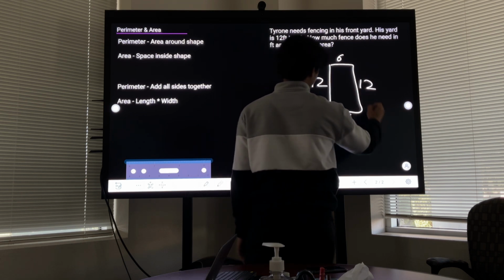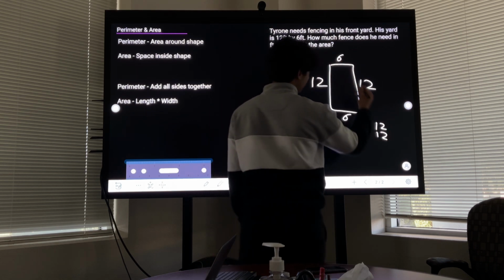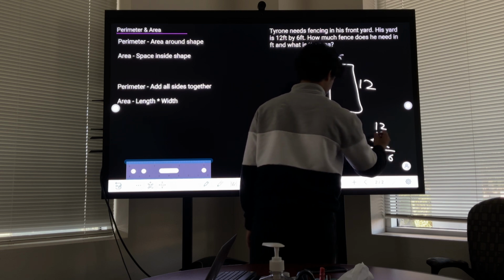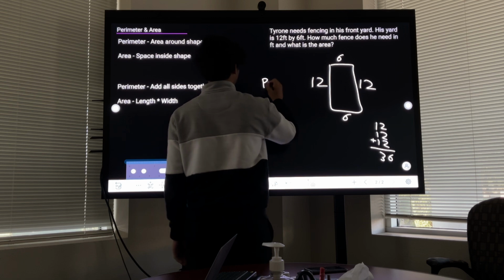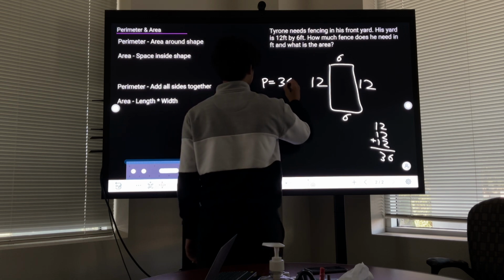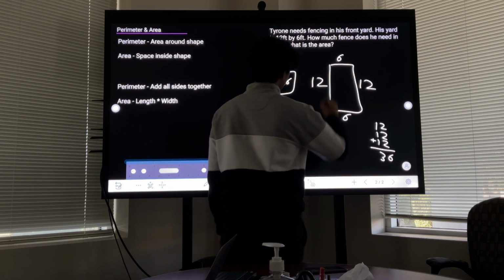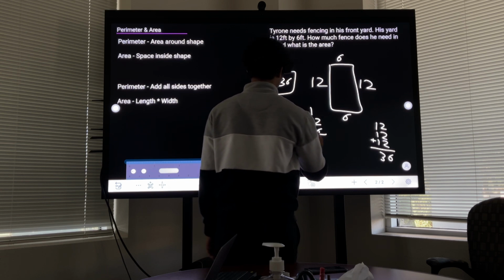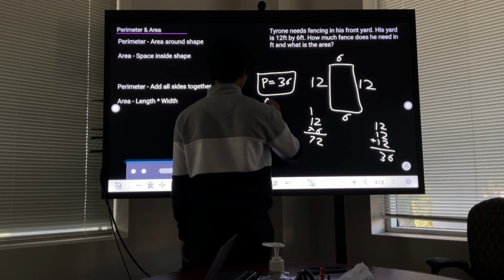So 12 plus 12 plus 6 plus 6, that is 12 also. That's 36. So the perimeter is equal to 36. The area is 6 times 12. So that is 72. The area is 72.